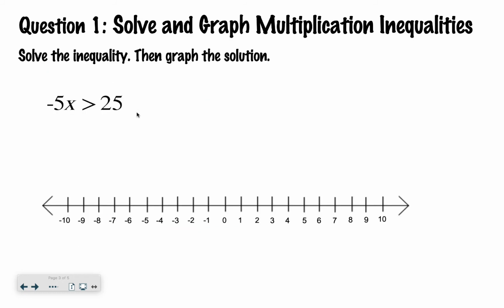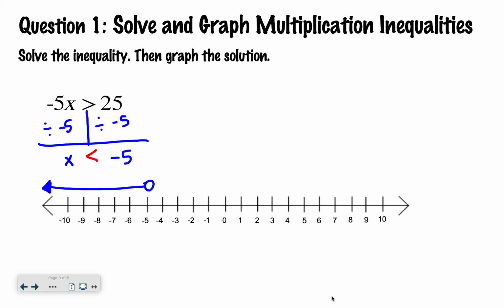All right, now I want you to take a minute to solve this inequality and then graph the solution. Good luck. Okay, for this problem, we have x is less than negative 5. So I divided both sides by negative 5. 25 divided by negative 5 is negative 5. And then, since I divided both sides by a negative, I flipped my sign.